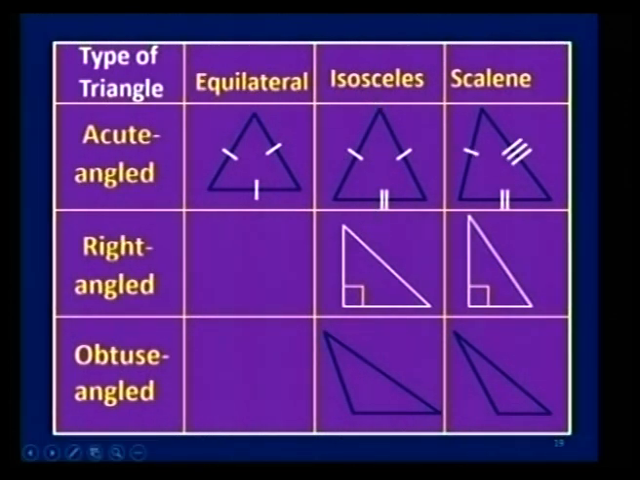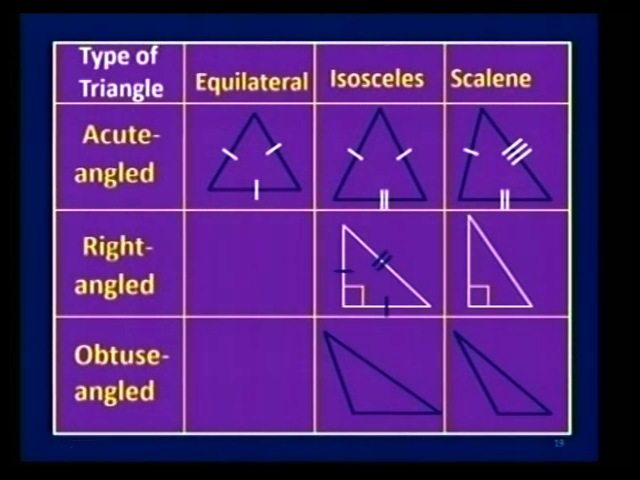Okay, children, now what you are observing here? This is one line, this is two lines, this is three lines. Means all the three sides are having different length. So, when all the three sides are having different length, we should call it as scalene triangle. So, first one, all sides are equal, so it is equilateral. Two sides are equal, it is isosceles. Three sides are different, so no two sides are equal. So, we call it as scalene triangle. So, acute angle triangle can be equilateral, can be isosceles, can be scalene.